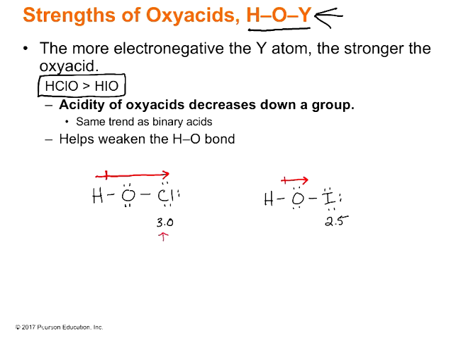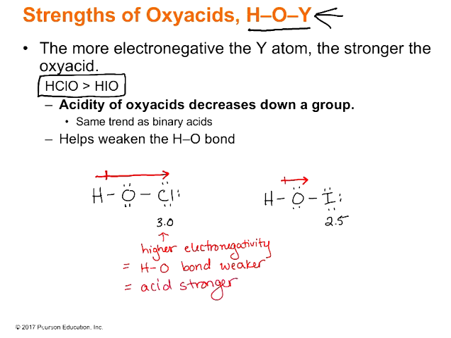So with that higher electronegativity value on chlorine, that means that the HO bond is weaker. So this acid is stronger. So we can lose that hydrogen much more easily in hypochlorous acid versus hypoiodous acid.